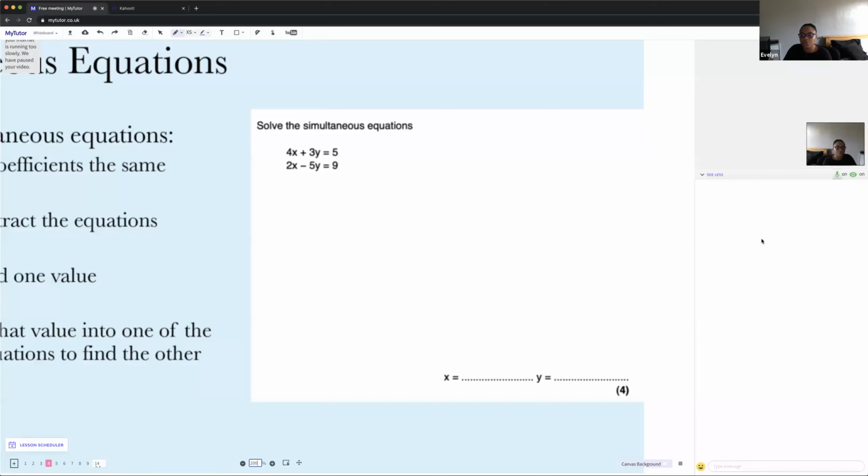Okay, so if you're not too sure whether you should add or subtract, try adding. If you add the two equations together, does it get rid of one letter? If it doesn't, then do subtraction and hopefully it should. And if that doesn't, then you haven't made the coefficients of one of your letters the same.